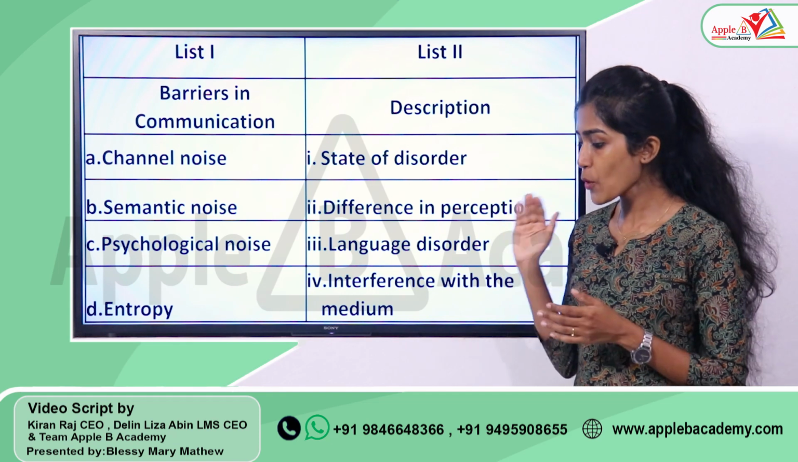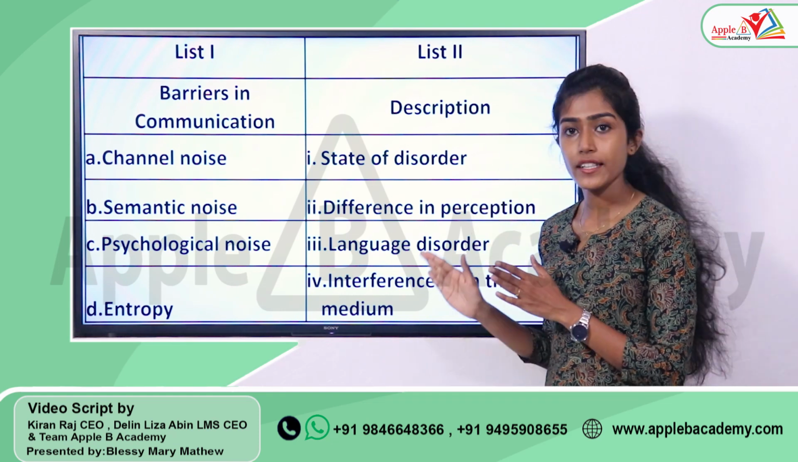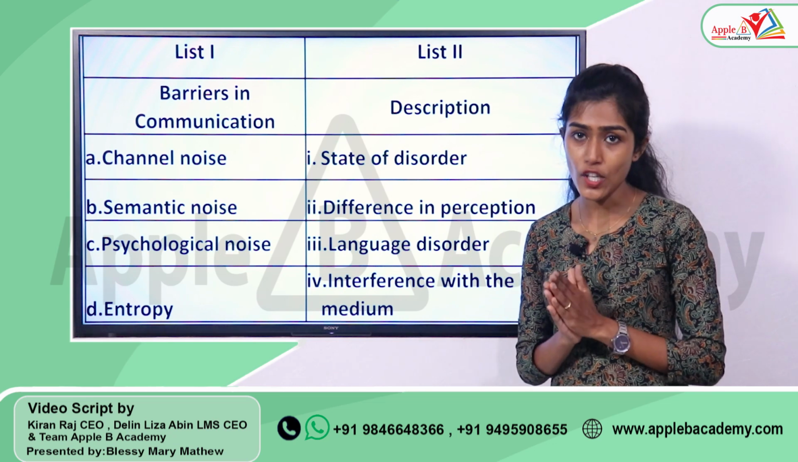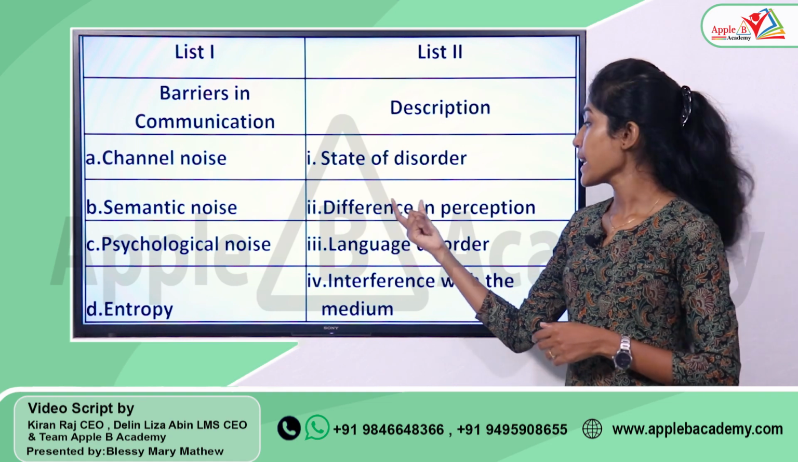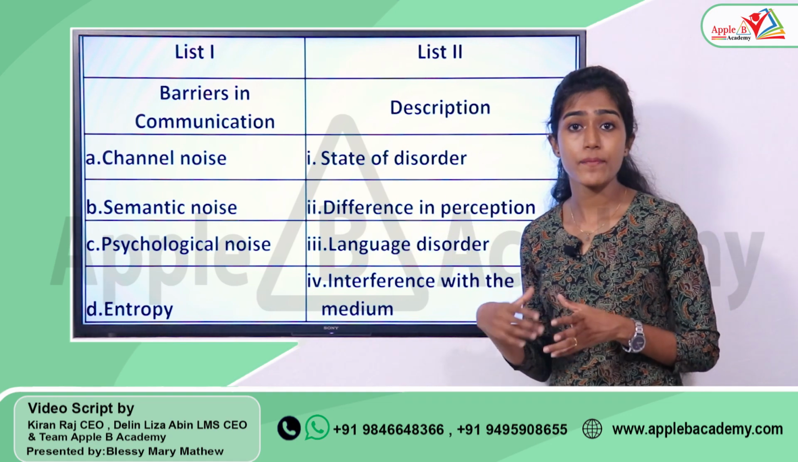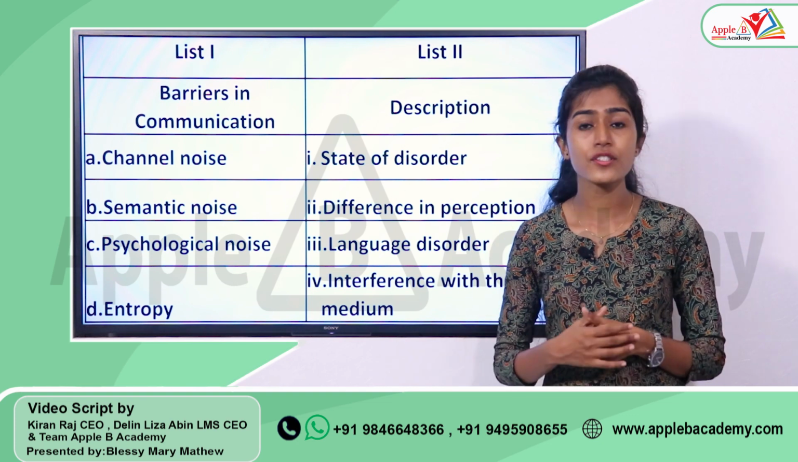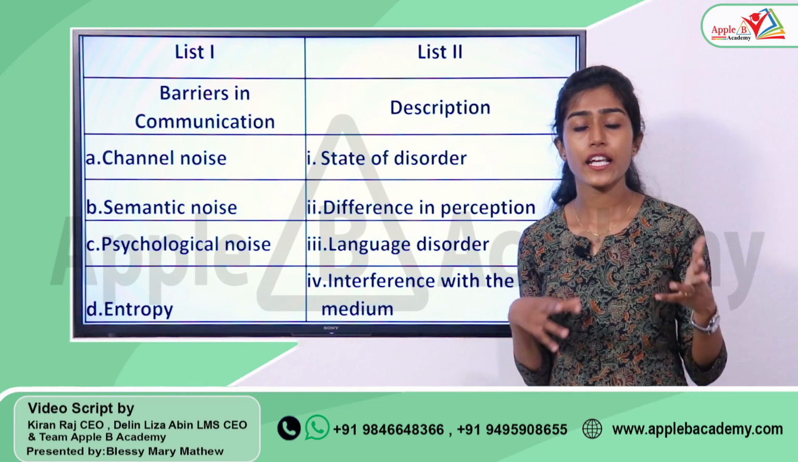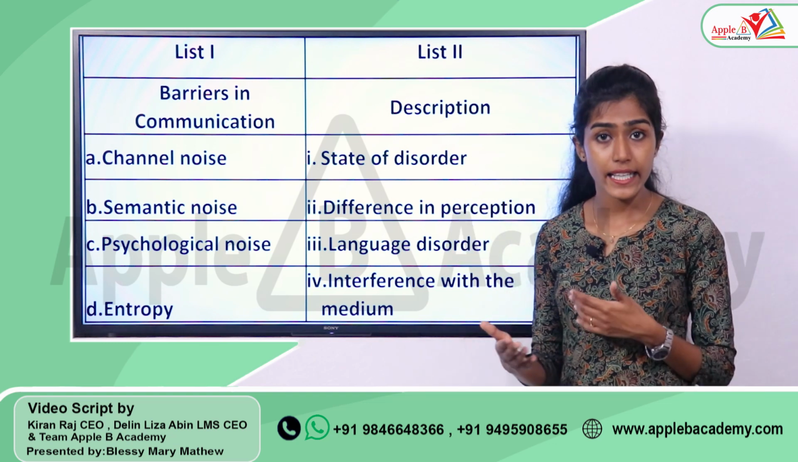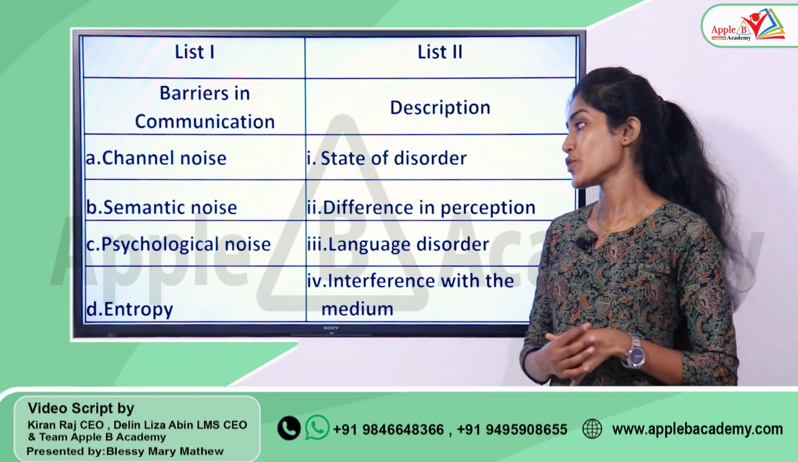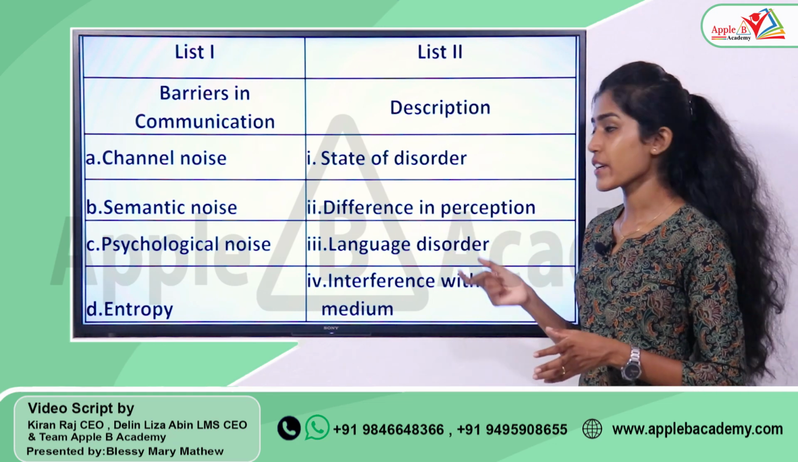Okay. Moving to the next option, that is psychological noise. If you consider the options here, which can be the right option that you could associate with option C? That is option 2, difference in perception. If you are having different perceptions or different attitudes to a conversation, it can all contribute to psychological noise. So, that is again a kind of barrier to effective communication. So, psychological noise can be associated with difference in perception.